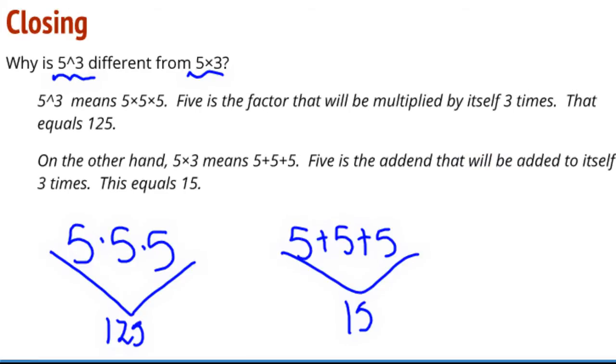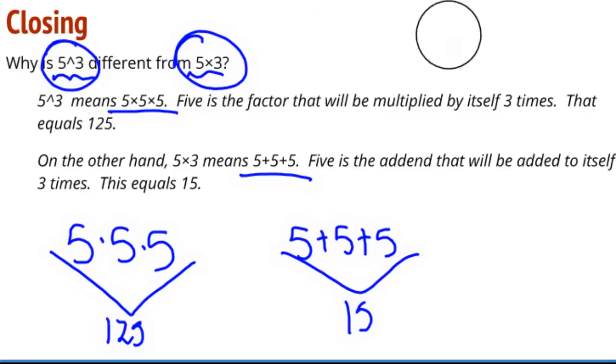5 to the 3rd means multiply 5 3 times. 5 is the factor that will be multiplied by itself 3 times. That's 125. On the other hand, 5 times 3 means we're going to add 5 together 3 times. 5 is the addend. We're going to add it to itself 3 times. That only gives me 15. Exponents is not the same as just regular multiplication. Please stop thinking that. And of course, there are some problems where it works out really well. Like everybody loves 2 squared because that's the same as 2 times 2. But that creates a false idea that you can just multiply the base by the exponent. You can't do that.